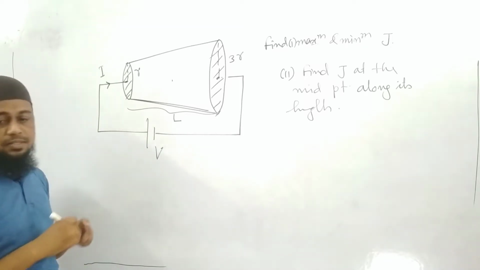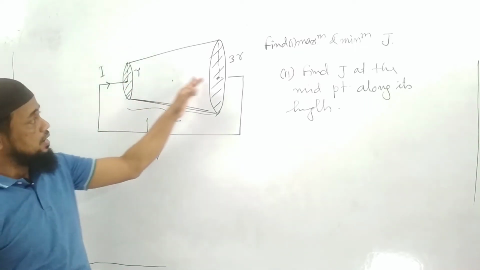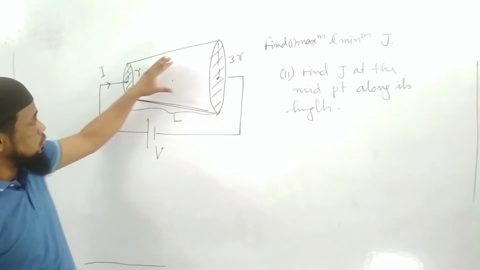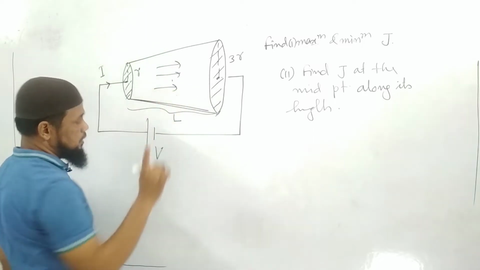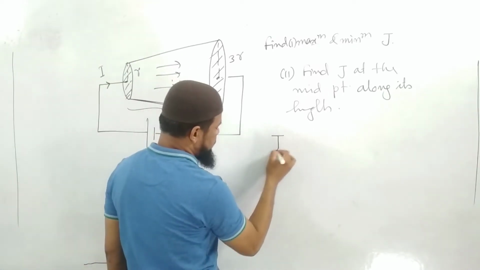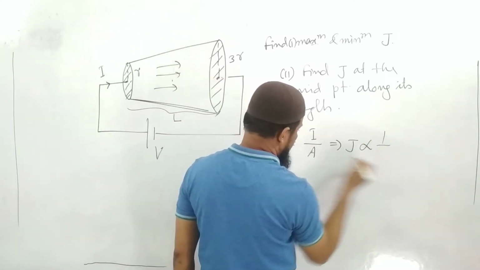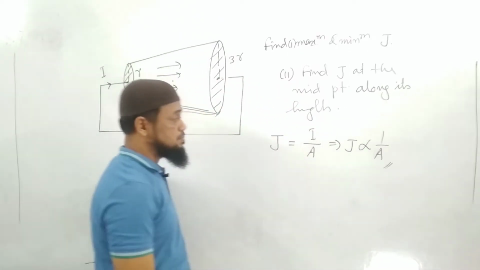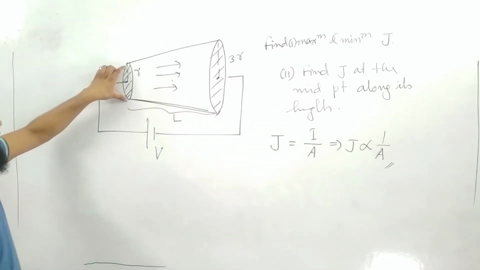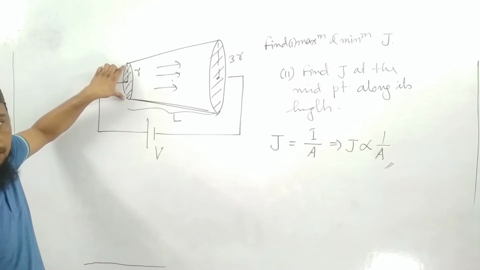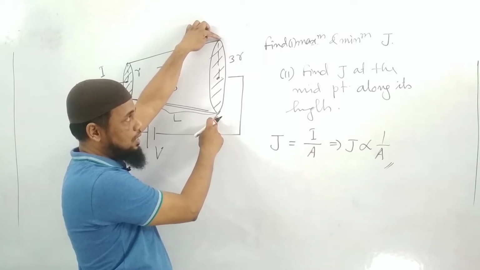Now this particular problem I have discussed earlier also. Current is going to be uniform. It's not like the current here will become bigger or there will become smaller. Through the conductor the current is going to be uniform. So since current is uniform, we have the definition of current density: current divided by area. So we can see very clearly that for constant current, density is inversely proportional to the cross-sectional area. Here the cross-sectional area is minimum, so the current density is going to be maximum, and here the cross-sectional area is maximum, so the current density is going to be the minimum.